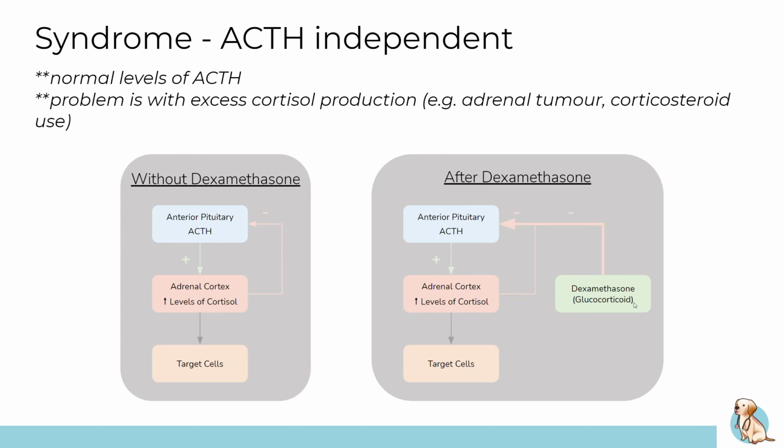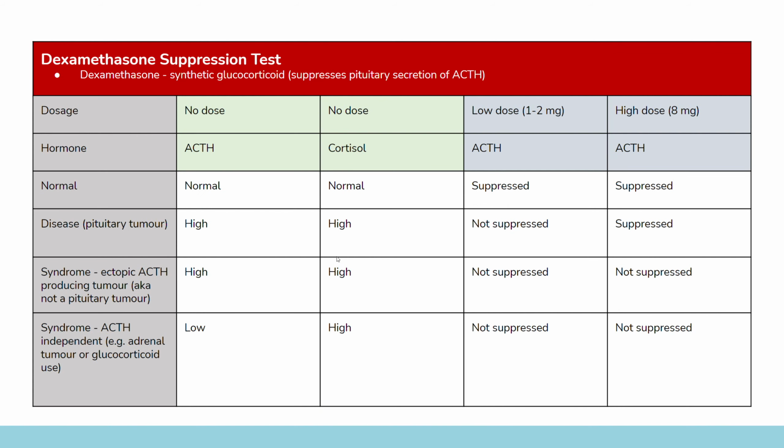So giving the dexamethasone will change nothing because the problem isn't with the anterior pituitary. And so the anterior pituitary is still going to be the same as before. So it's not going to be any extra suppressed. And that's why you have a low level of ACTH before, because this syndrome category doesn't rely on ACTH. We still have a high level of cortisol. And after you give dexamethasone, there's no suppression because there's no change, because there's no extra influence on the pituitary, because there was nothing wrong with the pituitary in the first place.